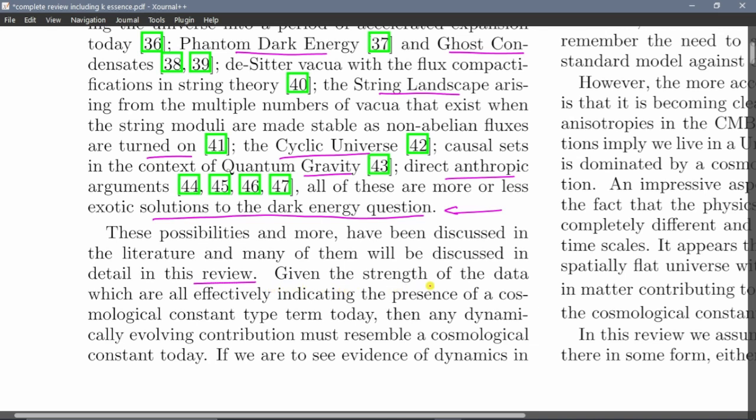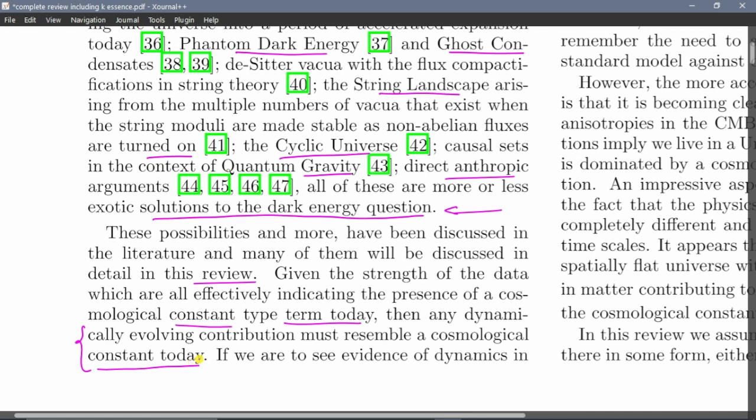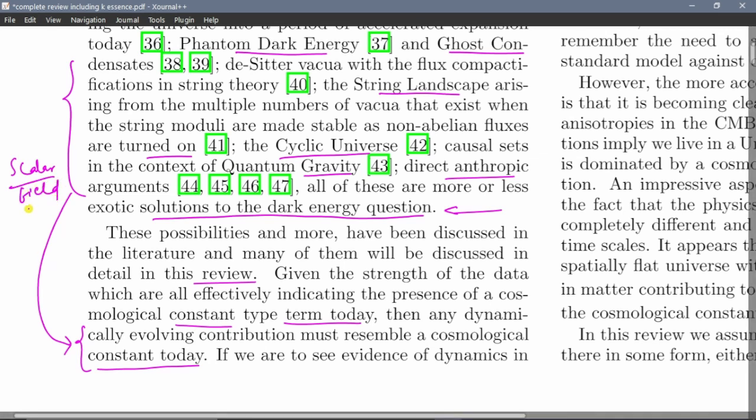Given the strength of the data, which are all effectively indicating the presence of cosmological constant type term today, then any dynamically evolving contribution must resemble a cosmological constant today. So the way cosmological constant has been introduced with Einstein's theory of gravity is very much convincing with data. So if you are looking for any kind of alternative, it must be in such a way that it has to depict the cosmological constant. So if you introduce any type of scalar field, it has to depict cosmological constant, that okay, more or less it should behave like a cosmological constant.